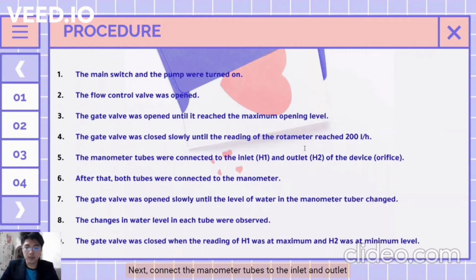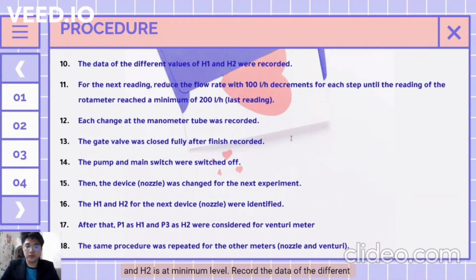Next, connect the manometer tube to the inlet and the outlet of the device. After that, connect both tubes to the manometer. Slowly open the gate valve until the water level in the manometer tube changes. Observe the changes in water level in each tube. Then, close the gate valve when the reading of H1 is at maximum and H2 is at minimum level. Record the data of the different values of H1 and H2.